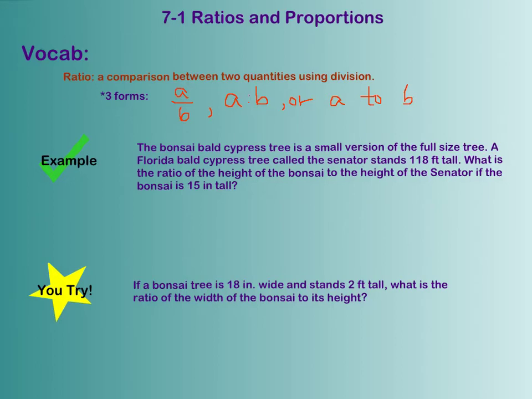So we're going to do an example here. They give me a word problem talking about this bonsai bald cypress tree. It says the bonsai bald cypress tree is a small version of the full-size tree. A Florida bald cypress tree called the Senator stands 118 feet tall. What is the ratio of the height of the bonsai to the height of the Senator if the bonsai is 15 inches tall? Okay, so first thing I recognize is that they're asking me for the height of the bonsai.